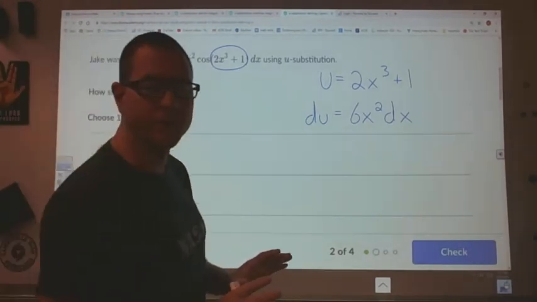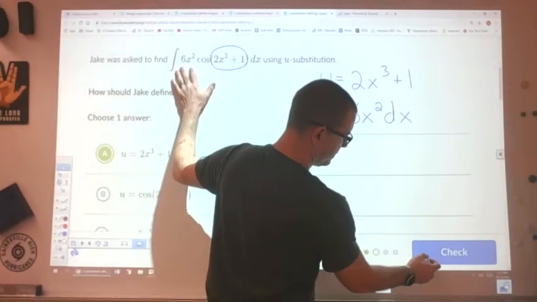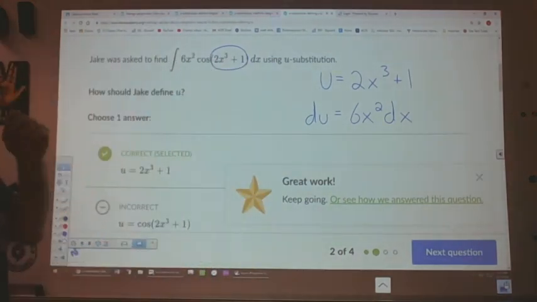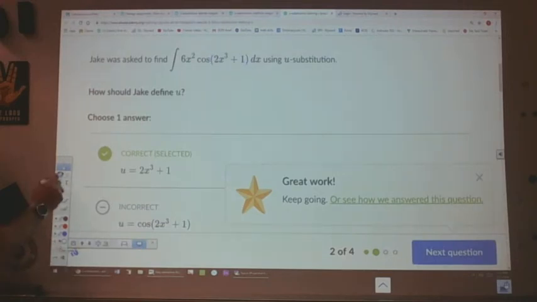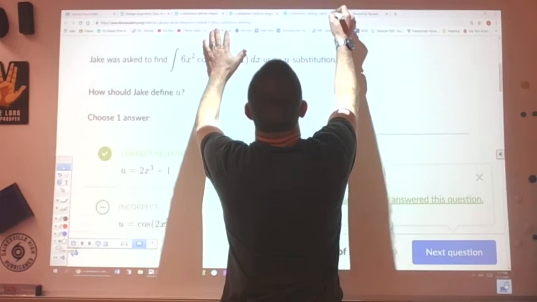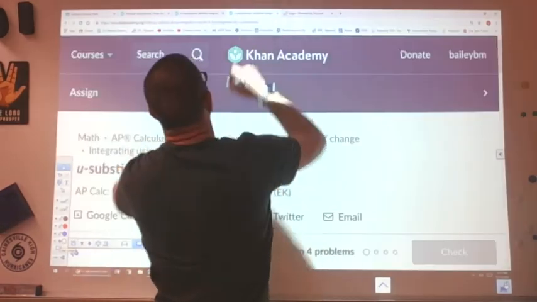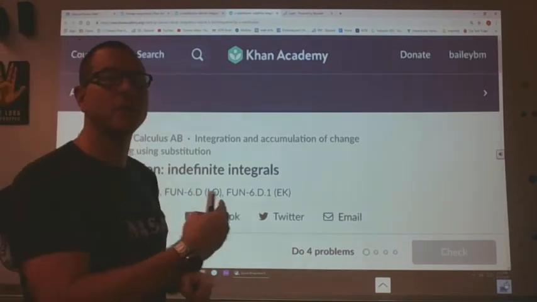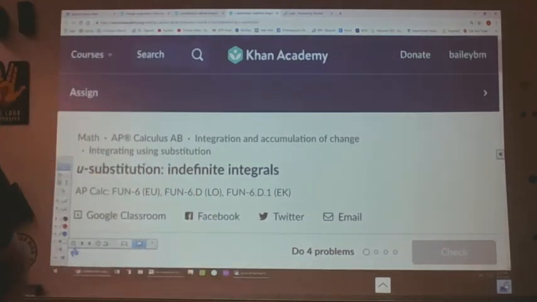So that's all you're doing on the first exercise, defining u, just figuring out how do I choose a value for u? Then the indefinite integral. So this is really just finding u and then going ahead and doing the integral. So let's look at a couple of these.